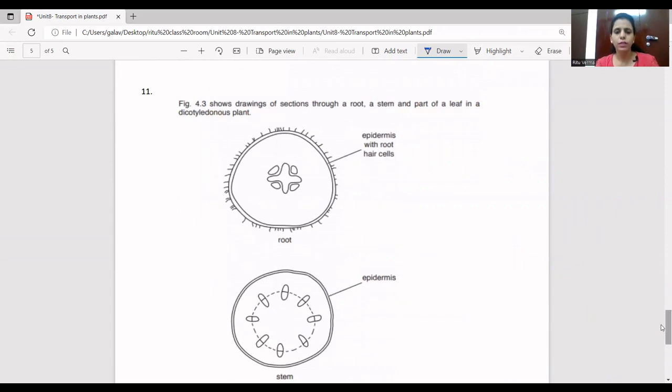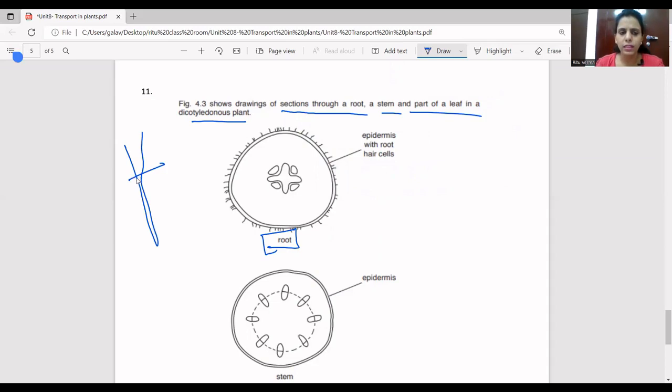Last question for this worksheet today is: this figure shows the drawings of sections through a root, a stem and a part of a leaf in dicot plants. Now you have to identify which one is xylem and which one is phloem. This is actually the section of a root. For example, if there is a root and you cut this root from the center, take a thin slice of this root and observe it under a microscope, you will observe a picture like this.